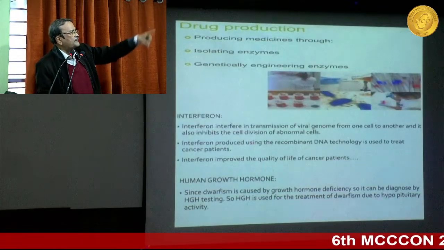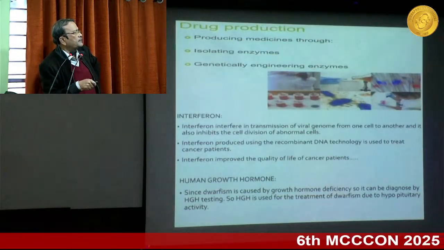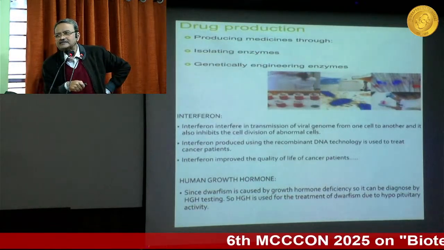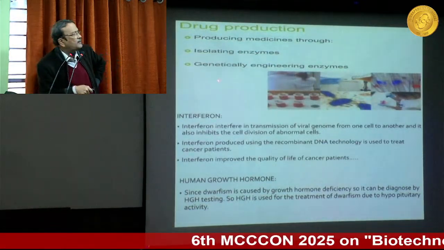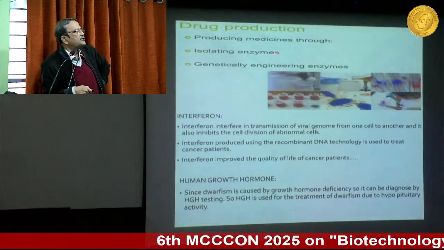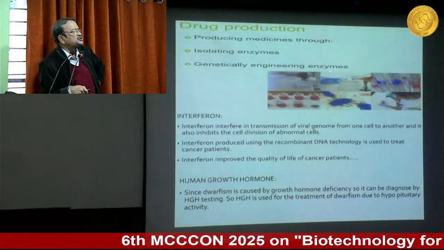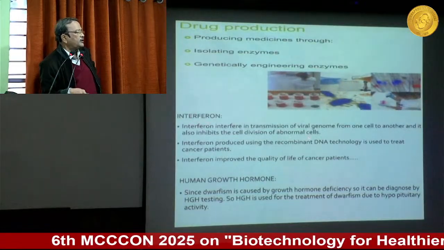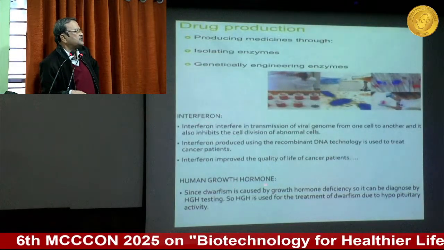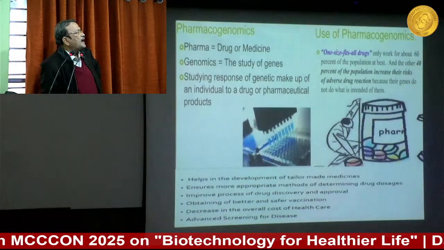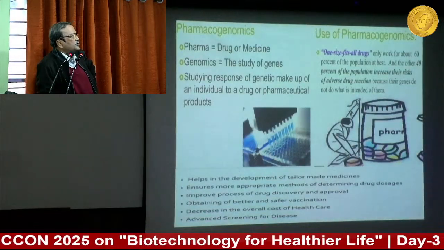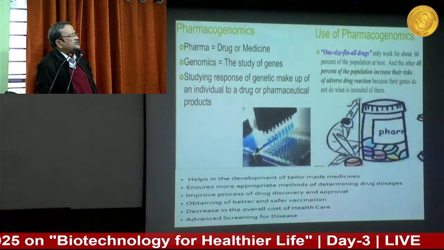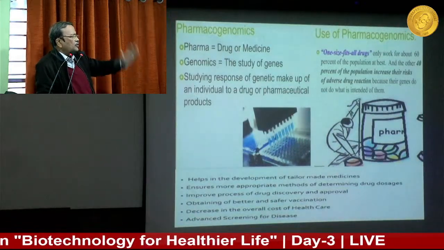And drug production through medicines, the isolation of enzymes from different plants and also animals, the genetically engineered enzymes, and also interferons. There are so many things, and also human growth hormones, and pharmacogenomics, that is pharma, the drug or medicines, and genomics, the study of genes, as you already know.